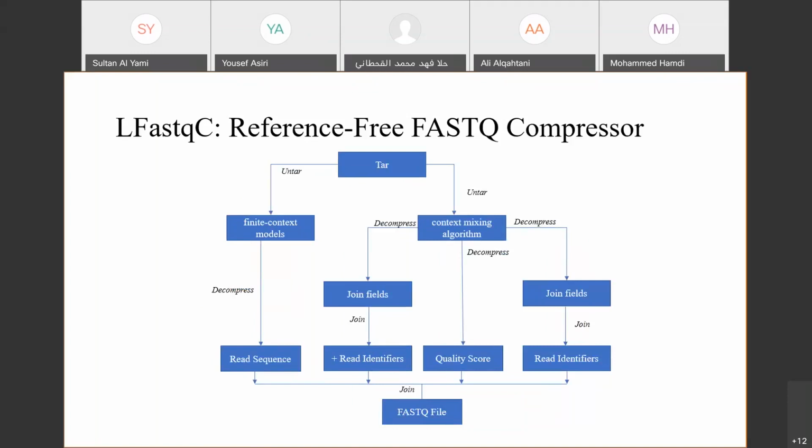The decompression is to reverse the process. First, the tar file will be untarred into 3 or 4 files. Then each compressed file will be input to the corresponding decompressor. The read identifier field will be joined into one file. And lastly, all 4 streams will be merged to regenerate the original Elfastekuc file.